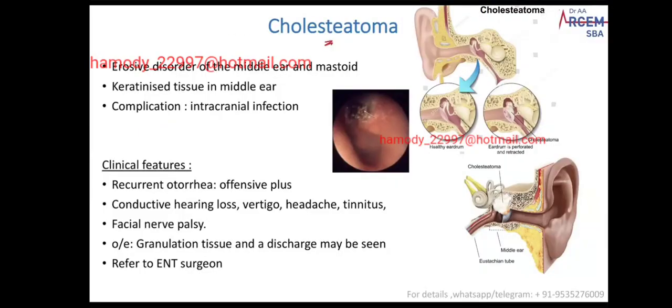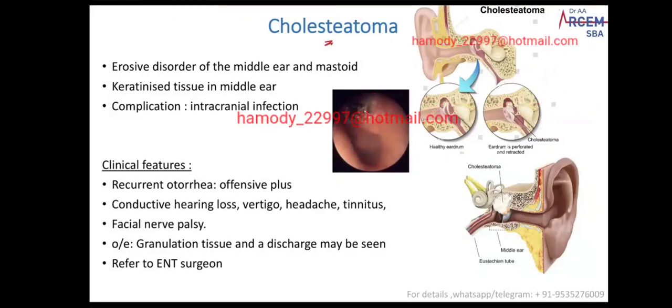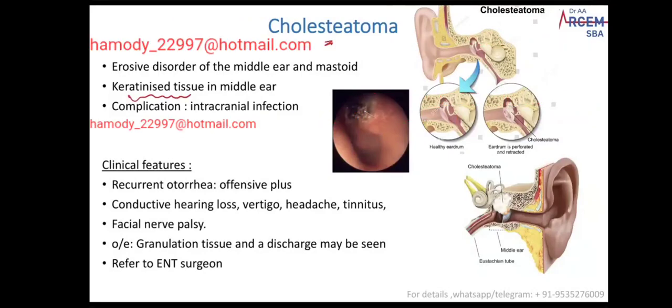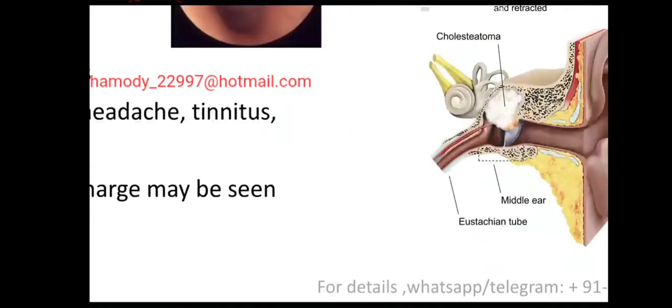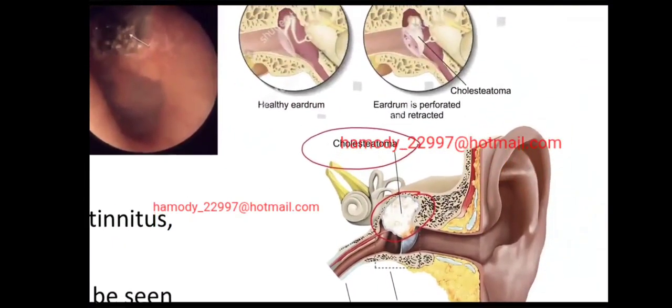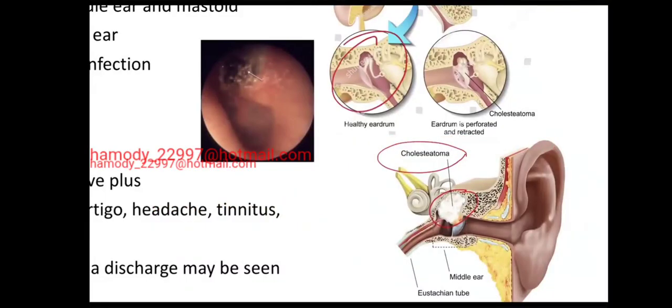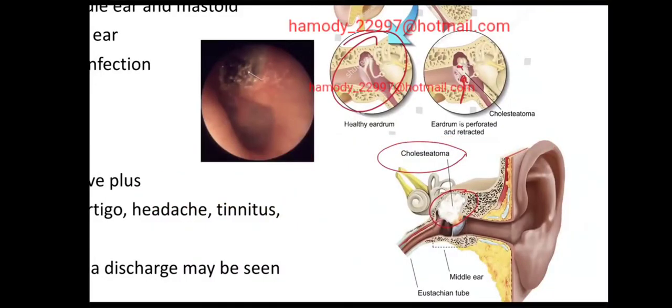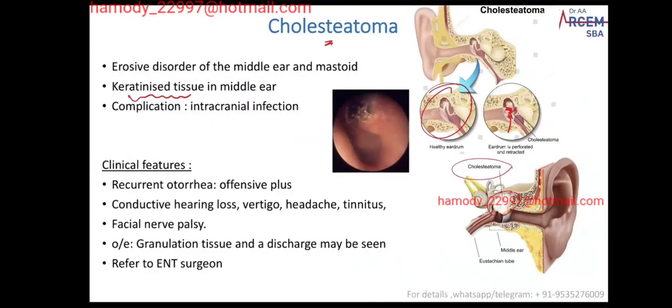Because of recurrent middle ear infections, what happens? It starts erosion. Erosion will result in accumulation of keratinized tissue. So you can see this is the keratinized tissue which has accumulated. This is known as cholesteatoma. Okay, this is the normal ear that you are having. Here you can see this is the cholesteatoma. This is the keratinized tissue which has accumulated here. That is important for you to pick up.